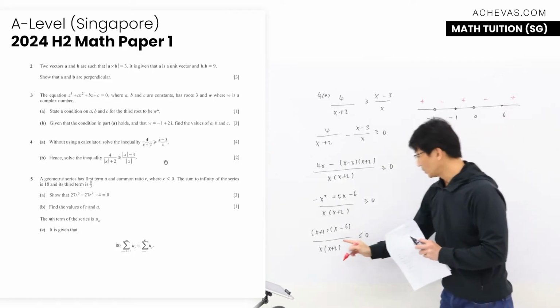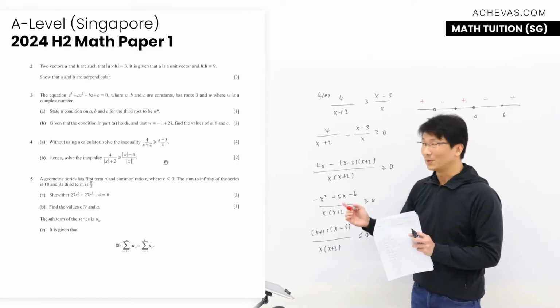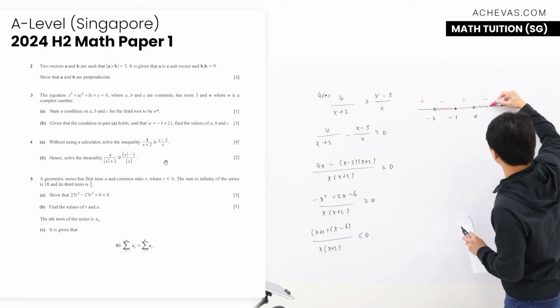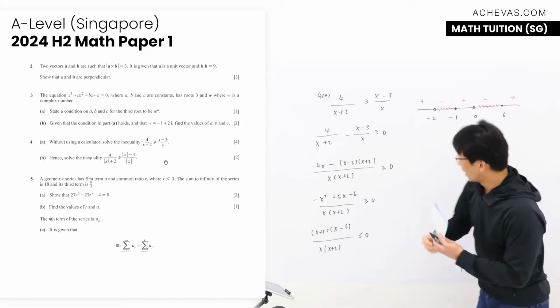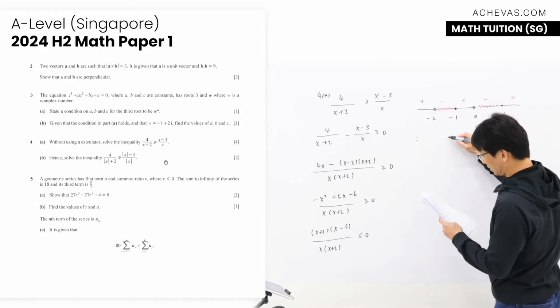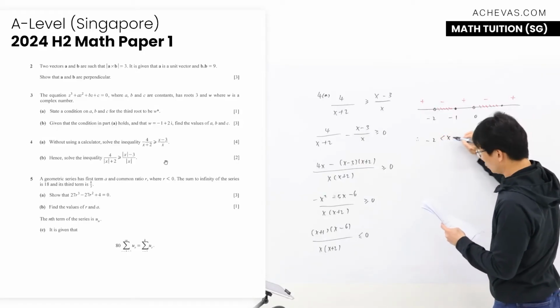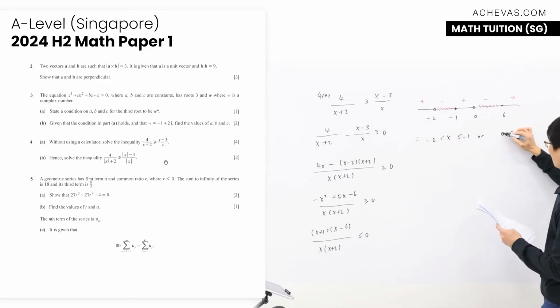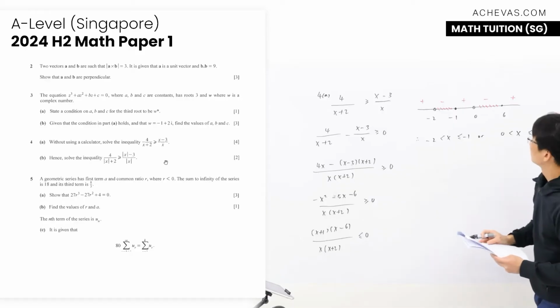And since we want to solve less than or equal to 0, I will be taking the region that is negative here, which is this part and this part. Then we can write down our final answer, which is x between minus 2 and minus 1, or x between 0 and less than or equal to 6.